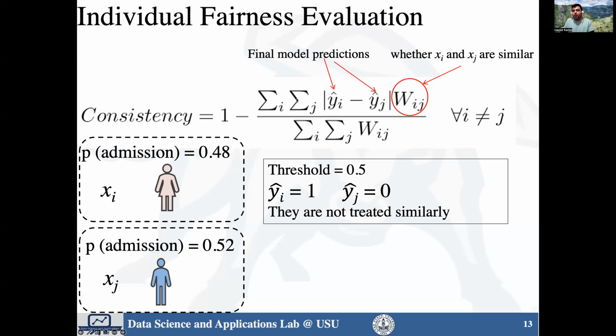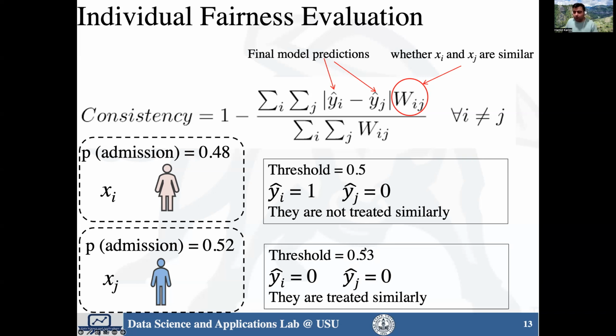If we plug in here, the consistency basically will decrease. But if we apply another threshold, suppose 0.53, then the final model predictions are the same, which means they are treated similarly. So the bottom line is this consistency is very sensitive to the threshold that we apply on the probability distribution that we learned from a probabilistic classifier, including neural network.